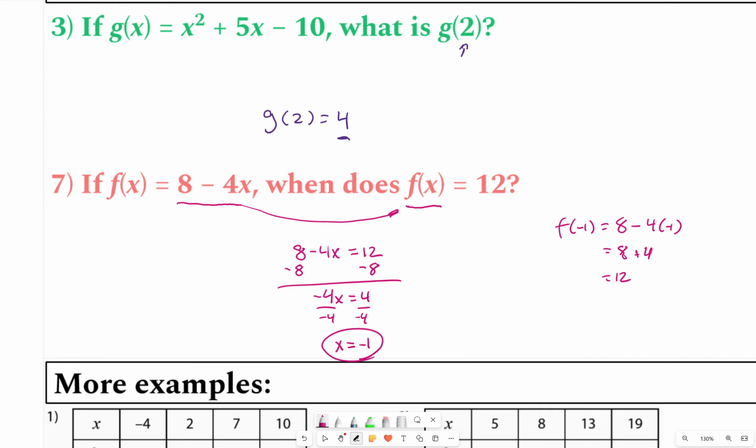So this technique, instead of plugging in a number for x, we set our function equal to the number we have and then solve for the x. So we're kind of working backwards. We're taking the output and finding the input.